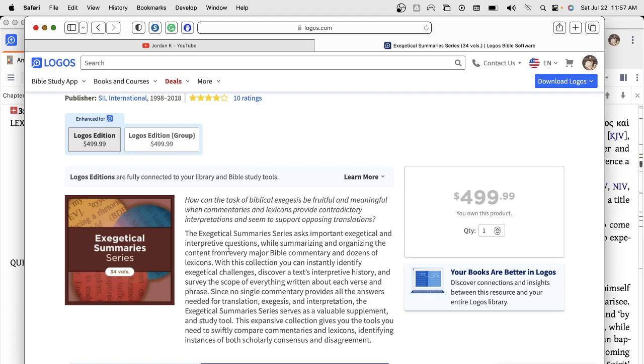I've started looking into it, and I think this is a resource that's very valuable for pastors, missionaries, students of the biblical languages, potential translators, things like this. This thing is excellent, especially if you're preparing exegetical sermons. So, as you can see by the name, it's called the Exegetical Summary Series. It's a set of commentaries.